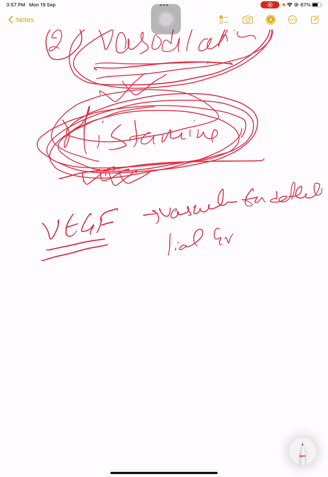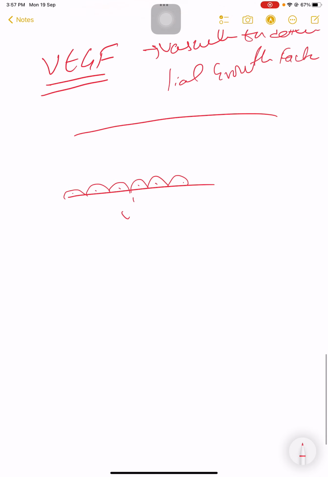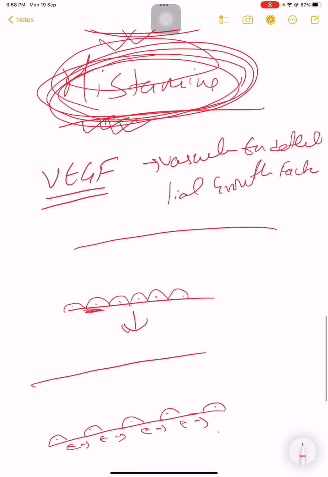VEGF, vascular endothelial growth factor, is responsible for actually creating spaces. For example, if this is your endothelial cells which is being compacted in this area, what happens basically is the endothelial cells will get separated. Like there's a slight separation in between these two cells in this way. And why is this important? I'll tell you why.